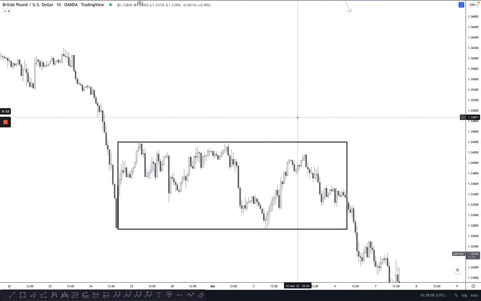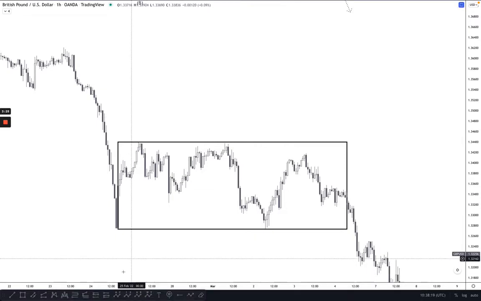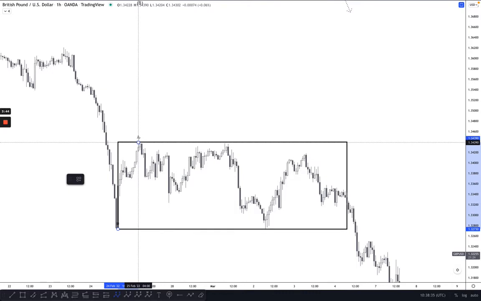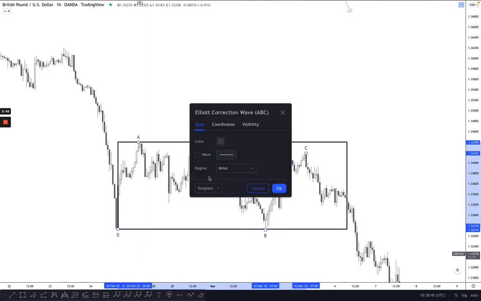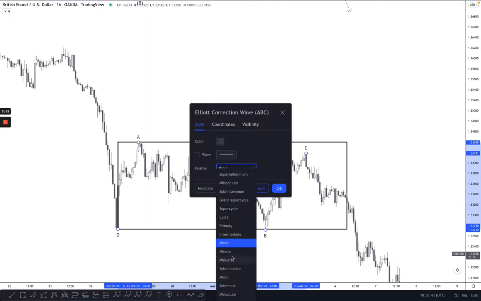What you should do right now, guys, is pause the video for about 30 seconds and label this, and then see if you got it the same as I've counted it. So having a look at this flat pattern that we saw early this month, this is in fact a regular flat, and the way I would draw this is like this. So that's A, B, and C. I'm just going to change the degree to minute.